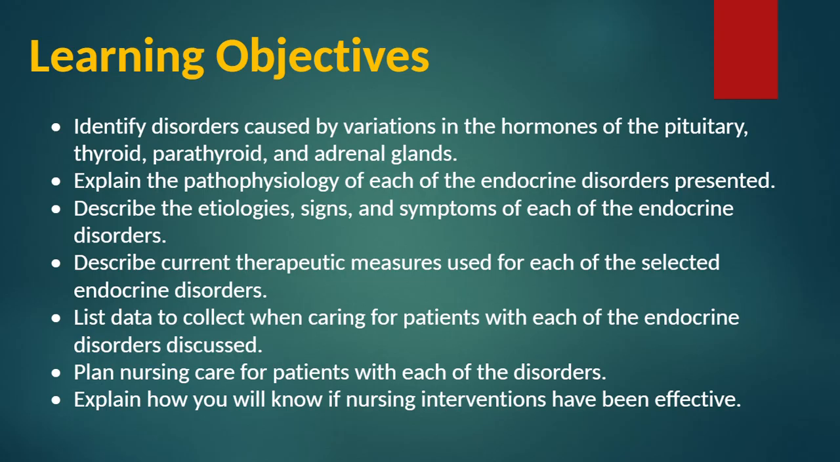Describe current therapeutic measures used for each of the selected endocrine disorders. List data to collect when caring for patients with each of the endocrine disorders discussed. Plan nursing care for patients with each of the disorders. Explain how you will know if nursing interventions have been effective.